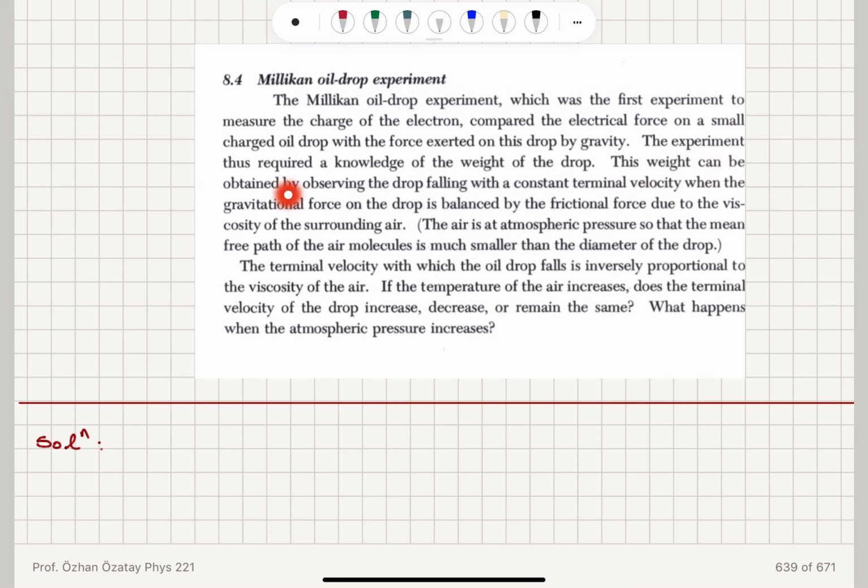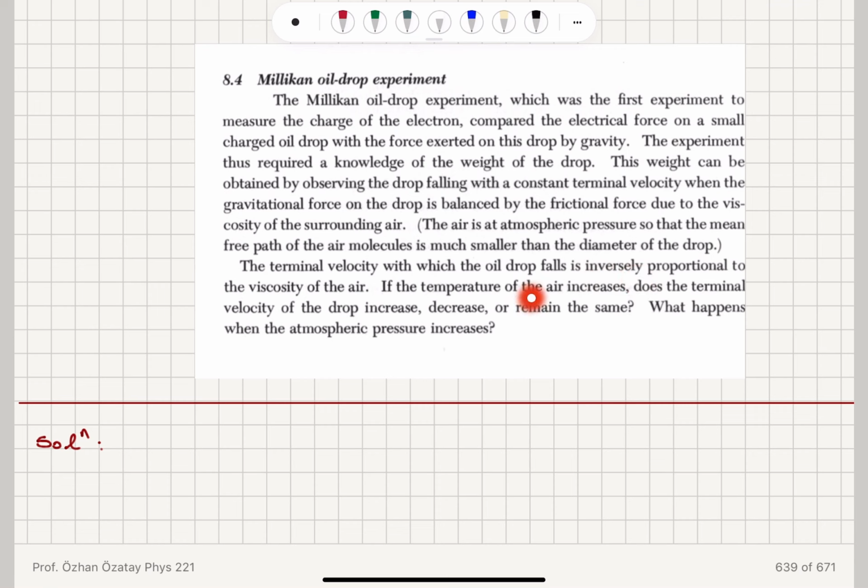This weight can be obtained by observing the drop falling with a constant terminal velocity when the gravitational force on the drop is balanced by the frictional force due to the viscosity of the surrounding air. The air is at atmospheric pressure so that the mean free path of the air molecules is much smaller than the diameter of the drop. The terminal velocity with which the oil drop falls is inversely proportional to the viscosity of the air.